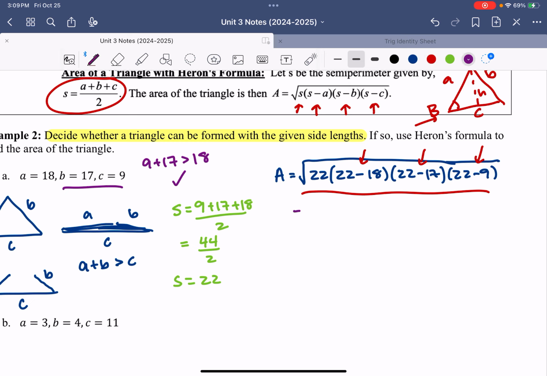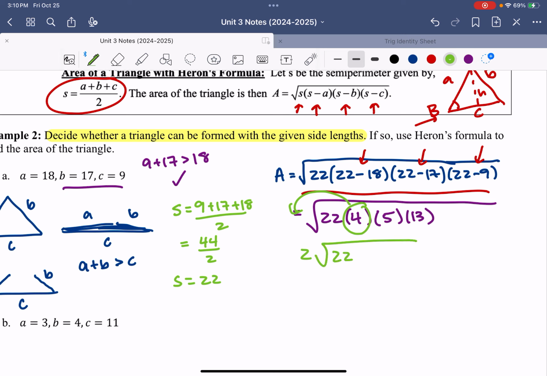So, for instance, what I would maybe look at doing is I'd have 22, let's see, 22 minus 18 is 4, 22 minus 17 is 5, 22 minus 9 is, wow, blanking, 13? Okay, so just looking at it, I know that 4 is a perfect square, so I could pull that out. So that'd be 2 times the square root of 22 times 5 times 13, and I could continue on with here.